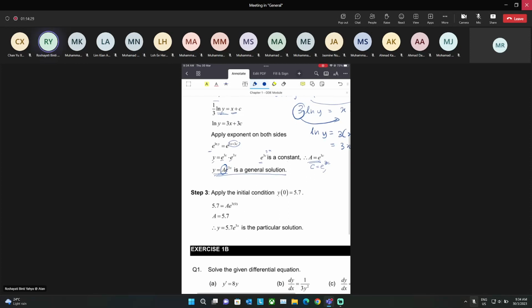So after that, since the general solution is given with y(0) equal to 5.7, you need to apply y0. Here x equal to 0, x naught, and here is y naught. So 5.7 equal to a, we don't know a, but exponential 3 times 0. Exponential 0 is equal to 1. Okay, so a equal to 5.7. Then in the end you will get y equal to 5.7 exponential 3x. No more unknown constant here. So that is a particular solution.